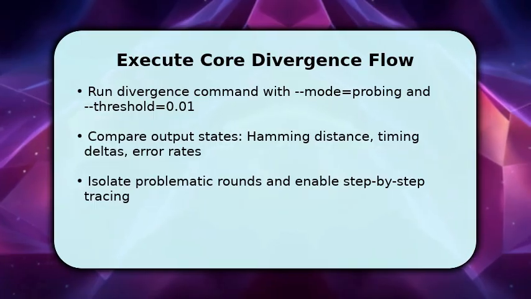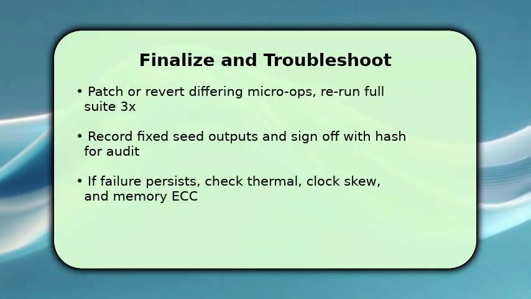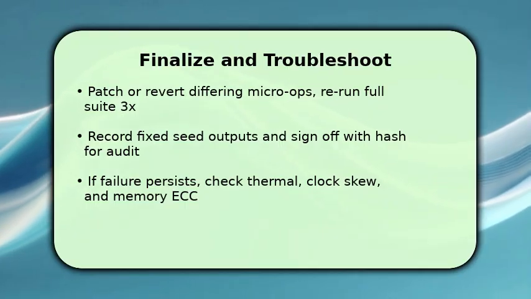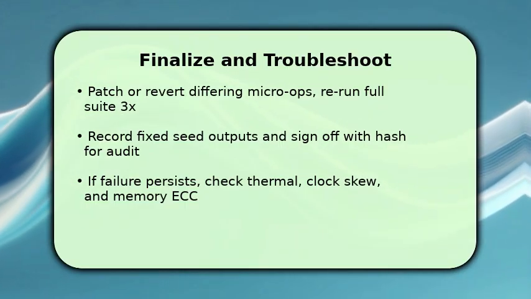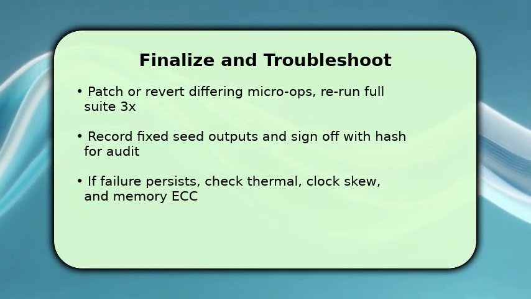You finish by addressing the root cause. Patch or revert the differing micro-ops identified, and then rerun the full test suite 3 times to confirm stability. Once consistent, record outputs using a fixed seed and publish a signed hash for audit trails.